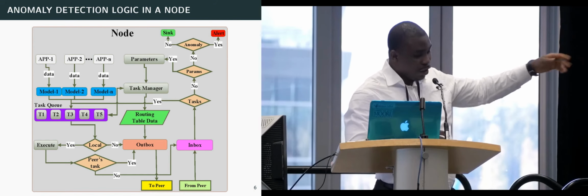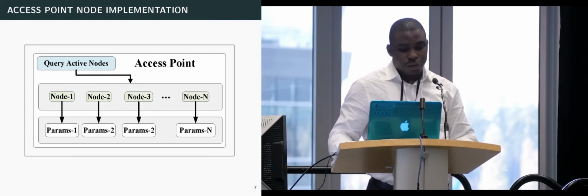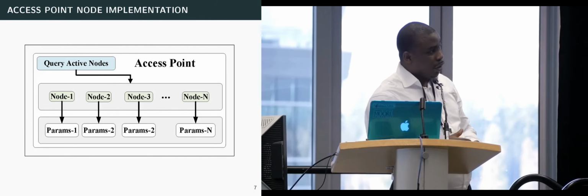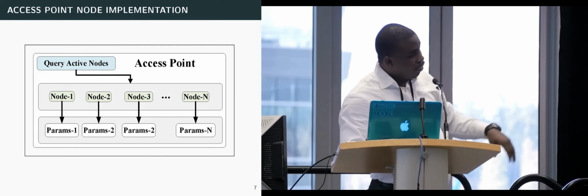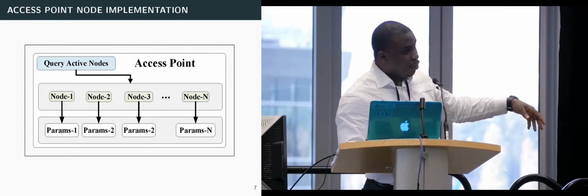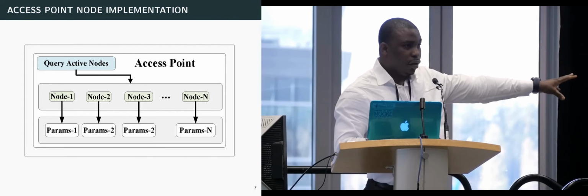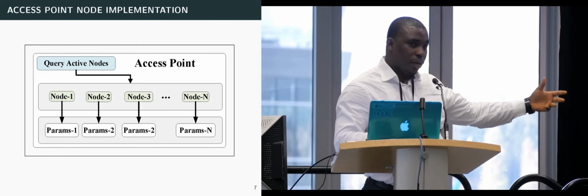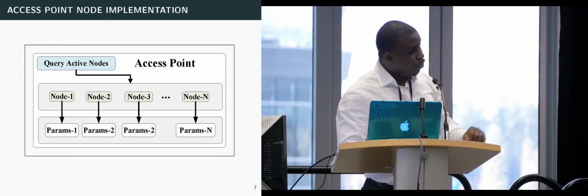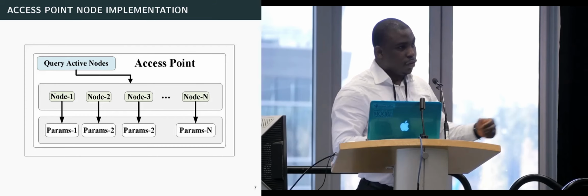Task manager and parameters. What is the role of the Wi-Fi? That's our access point. We also have an application that sits at the Wi-Fi device or router in this place, or whichever device you're using. Its role is just to query, to know active nodes, and collect their parameters and send. Because if we allow mesh networking, it's going to be messy.